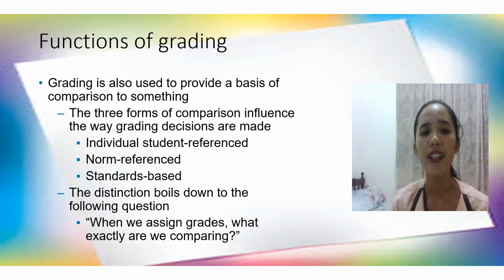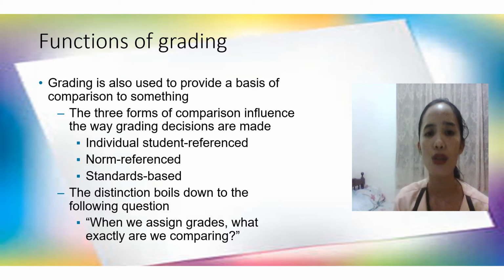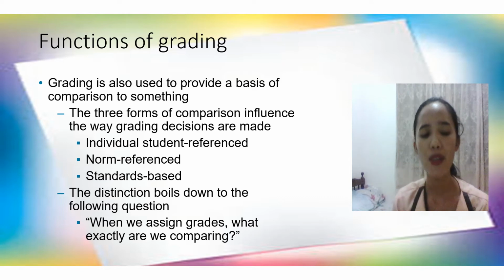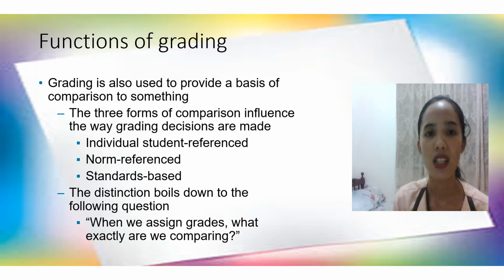Another function of grading is to provide a basis of comparison to something. We have three forms of comparison that influence the way grading decisions are made. First, we have individual student reference. Individual student reference is based on comparison with students' own prior performance or aptitude. This system is usually used in college admissions.